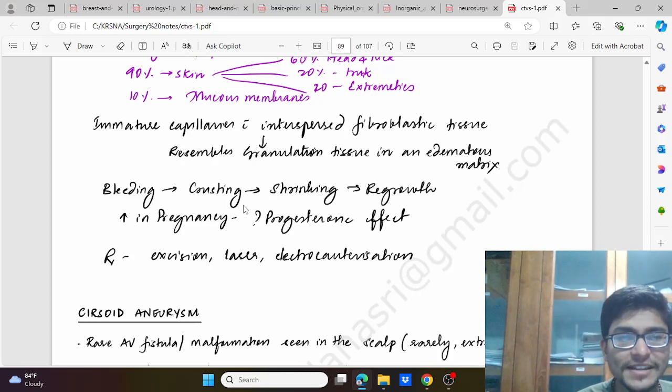What happens in this? Bleeding, crusting, shrinking and regrowth. It is commonly increased in pregnancy due to the progesterone effect. Treatment is with excision, laser and electrocauterization.